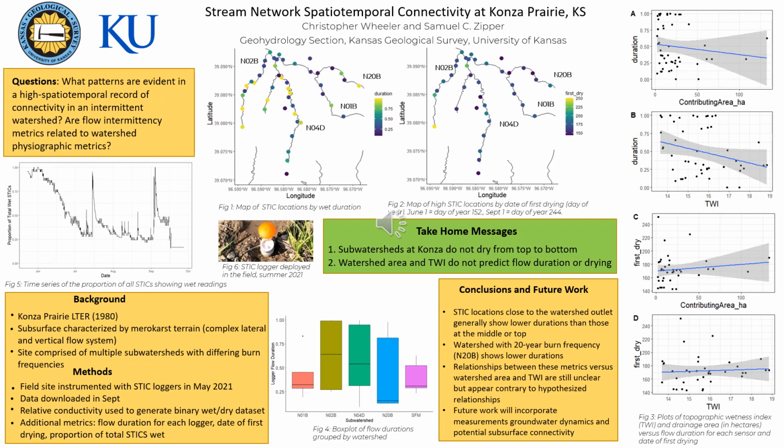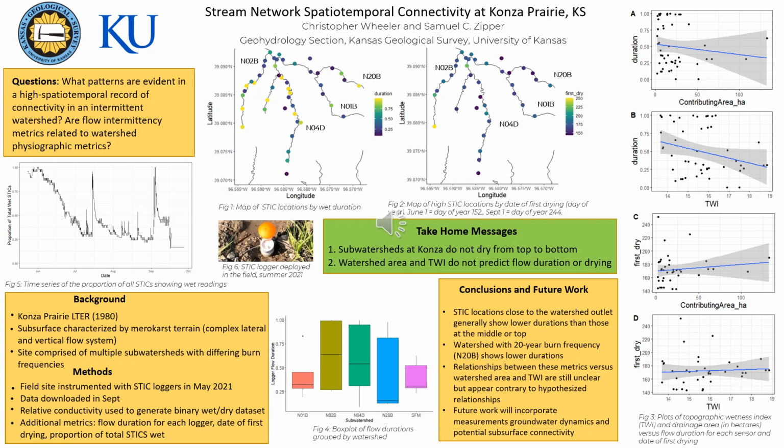The 4 watersheds represented burn frequencies of 1, 2, 4, and 20 years, and as such, they are representative of varying land use and vegetation characteristics. The raw conductivity dataset was used to generate a binary dataset of wet and dry measurements.